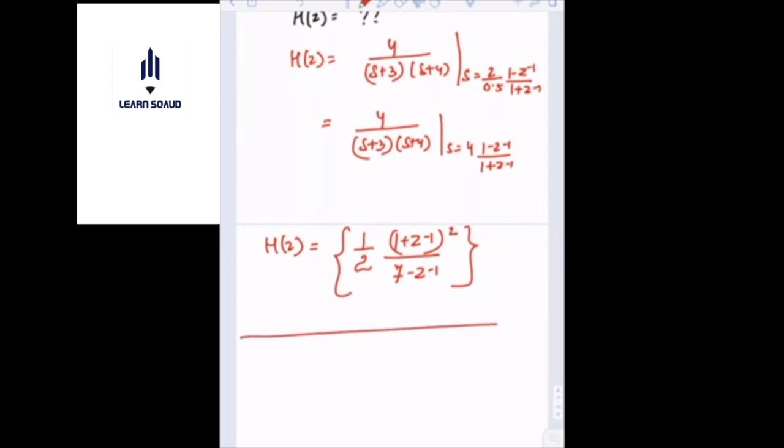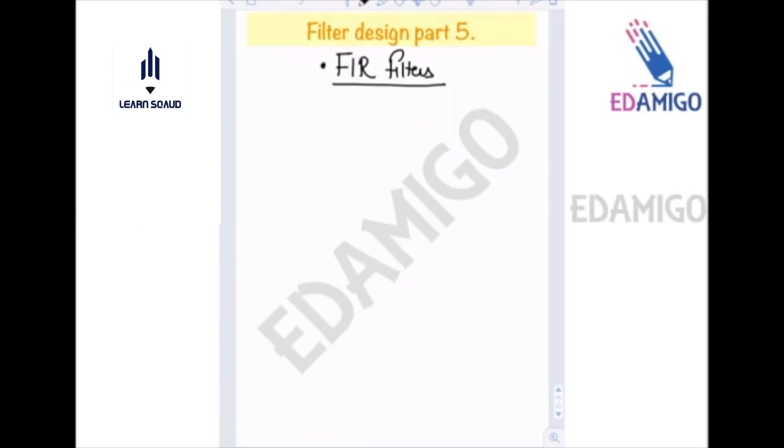So this is sufficient for the IIR filter design. In the next part of the lecture, we will be completing the FIR filter design. Hello friends. So welcome to part 5 of the lecture series on filter design. We have already completed IIR filter design, and we have already talked about some differences of IIR and FIR filters. Now we will start in this part with the FIR filters.